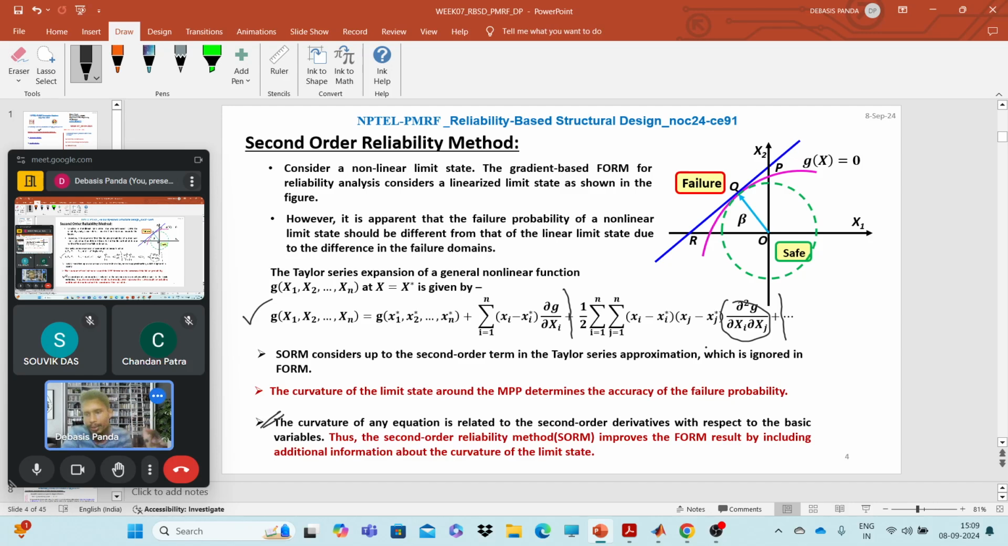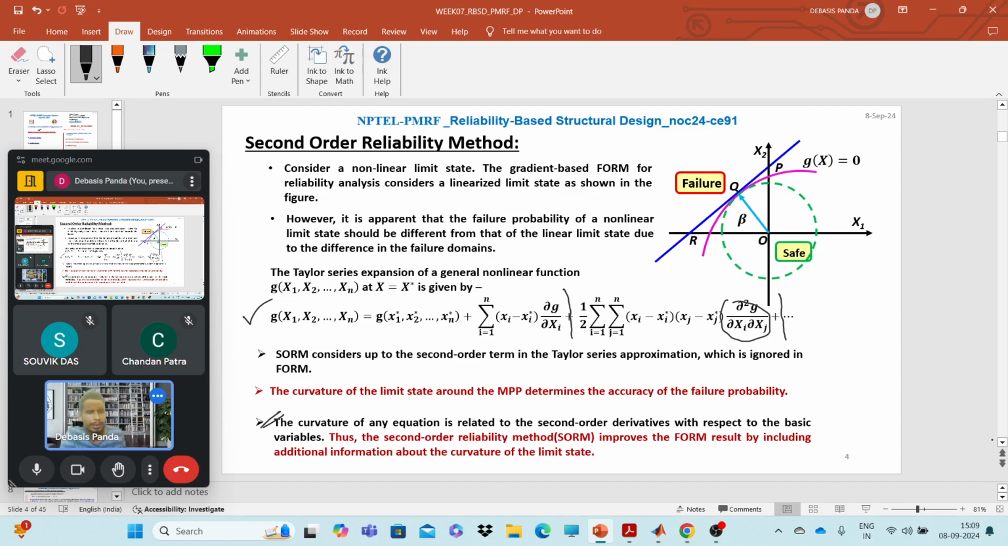So obviously if you have a linear or nearly linear function, that means the degree of nonlinearity is low, we can go for the first order method. It will give reliable results. But if there is nonlinearity present in the limit state function and the degree of nonlinearity is higher, then obviously we need to go for the second order reliability method.